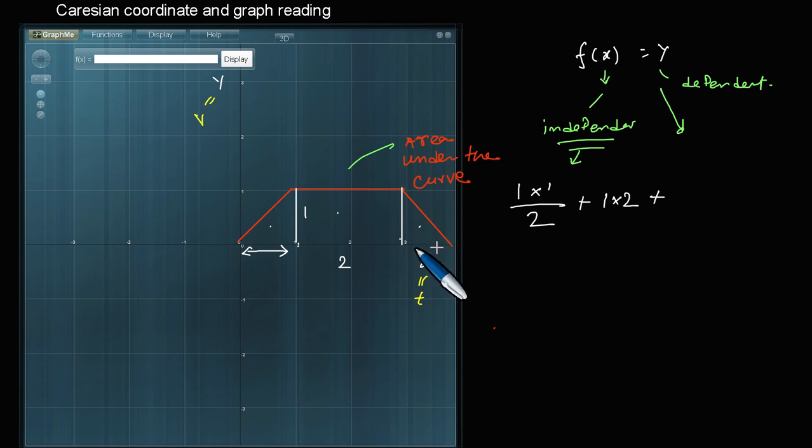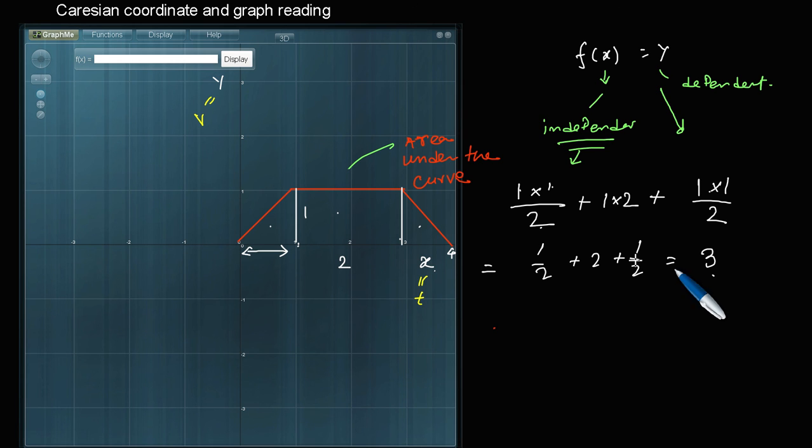Plus, the third triangle is here. So what will be the area? It is 3 to 4, let it be 4, that means 1. And the height, 3 to 1, again 1. So 1 into 1 by 2. Area is height into base by 2. So we can do it now: half plus 2 plus half.